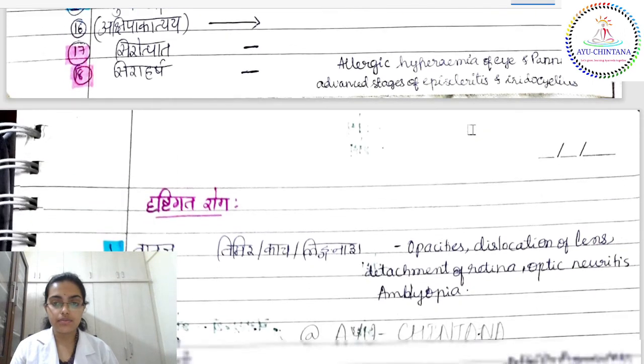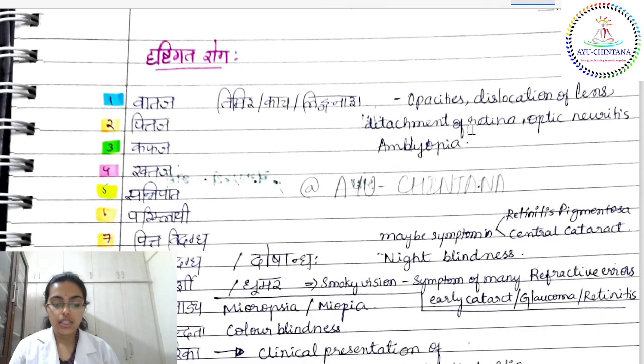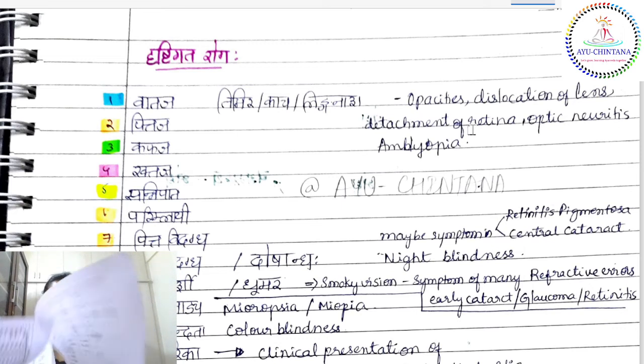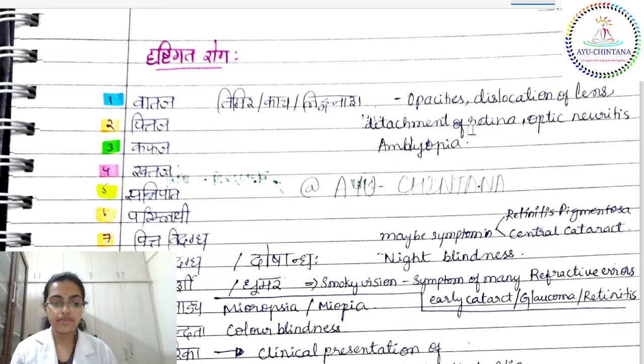Got it? Okay, now we will move on to the last aspect, that is the Drishtigata Roga. We will take it up in the next class.